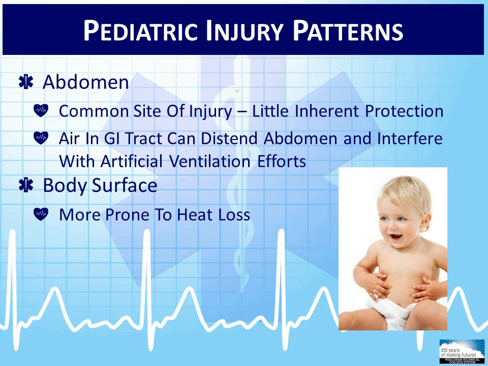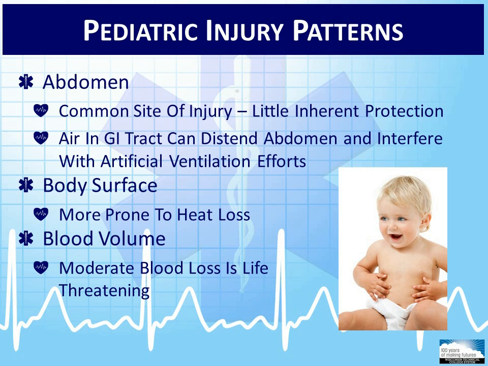Lastly, children have significantly less circulating blood volume than an adult. A newborn has less than 355 milliliters and an 8-year-old has about 2 liters. Adults, by comparison, commonly have about 5 liters of blood. Because they have less blood to spare, moderate blood loss is commonly life-threatening in pediatric patients.